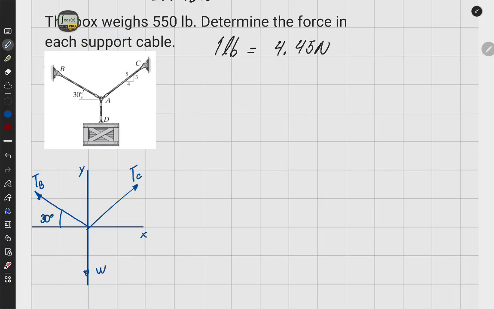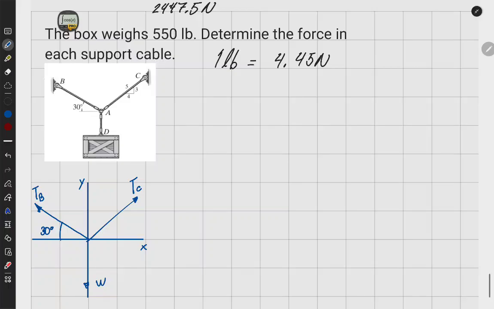So it's equilibrium of a particle. The box weighs 550 pounds. Determine the force in each support cable. You can convert this value, 550 pounds, to newtons. 1 pound equals 4.45 newtons. So the result here is going to be 2447.5 newtons.